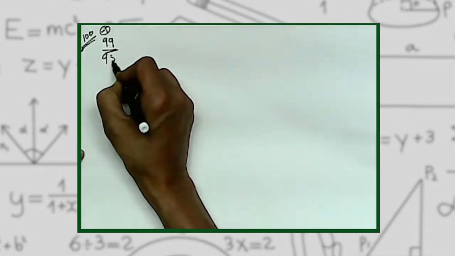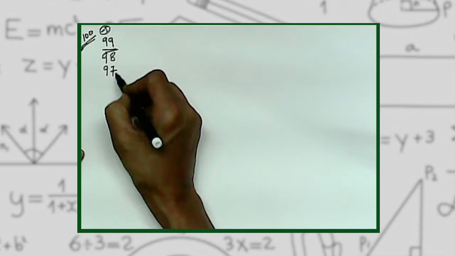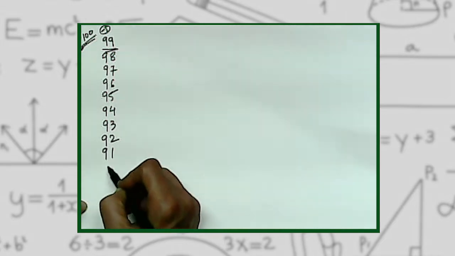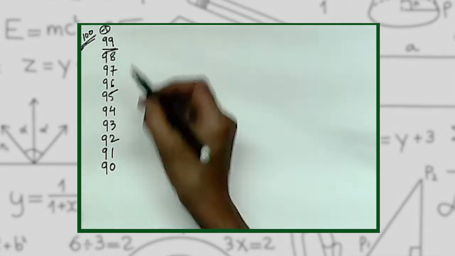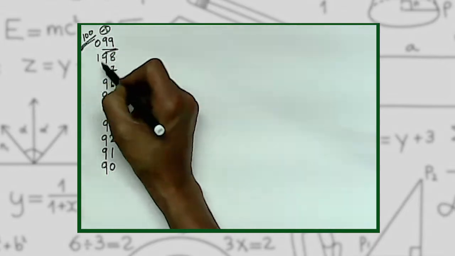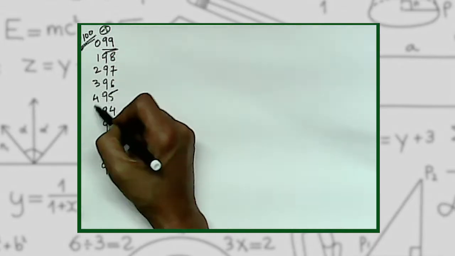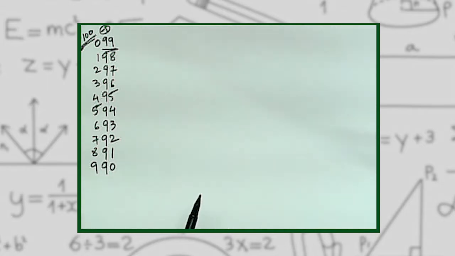99 minus 1, 98. 98 minus 1, 97. 96, 95, 94, 93, 92, 91 and 90. We have finished our right hand side. Now what is our left hand side? Go on writing 0, 1, 2, 3, 4, 5, 6, 7, 8 and 9 to your left hand side. We have finished our table of 99.